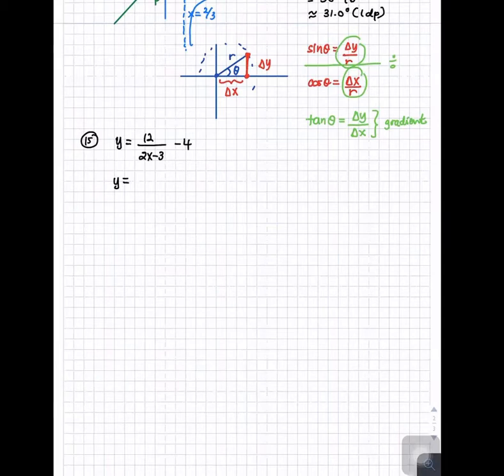Very good. So can you verbally answer? 12 bracket 2x minus 3 bracket minus 1, okay, then minus 4. Okay. And then what happens? Minus 12 bracket 2x minus 3 bracket minus 2 times 2. Very good. It's not bracket minus 2. The power is minus 2, yeah? Oh, yes.